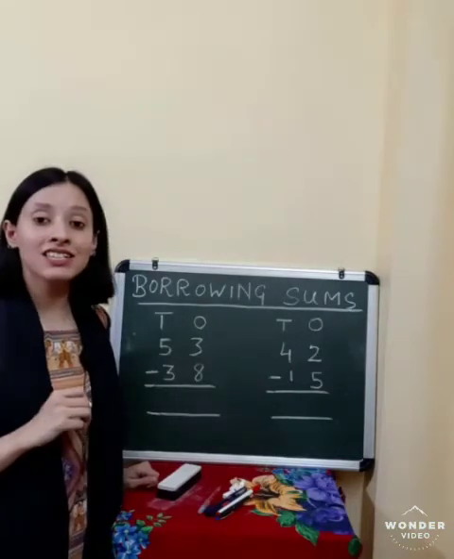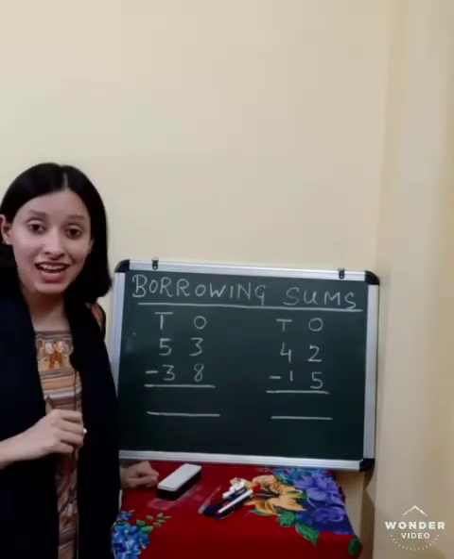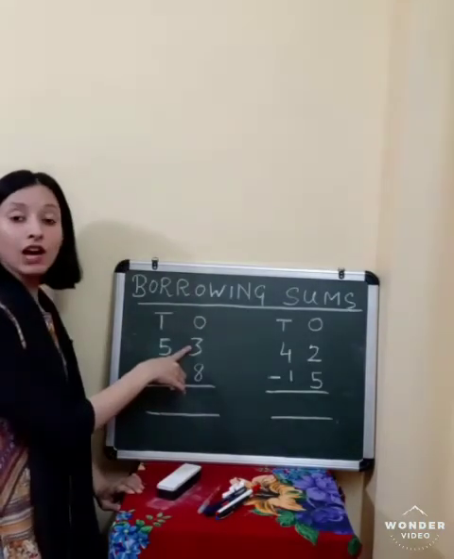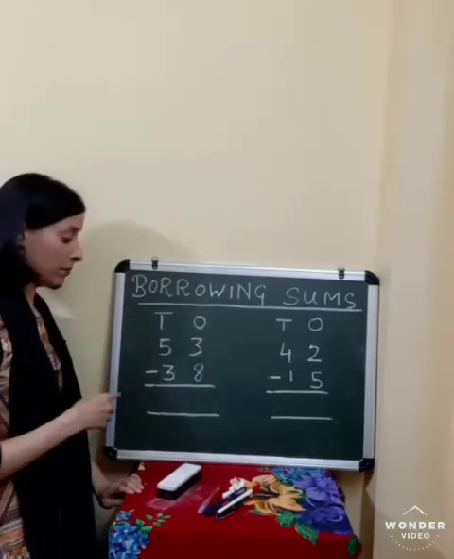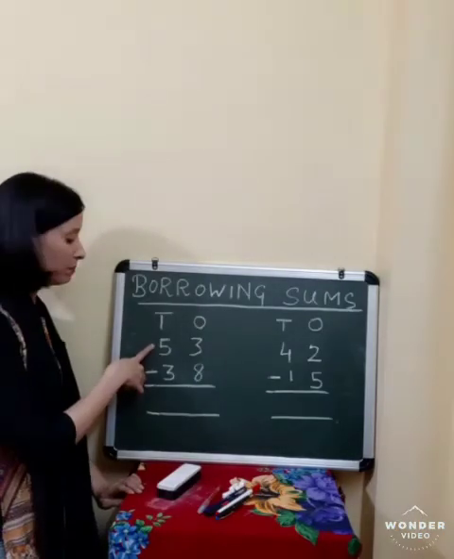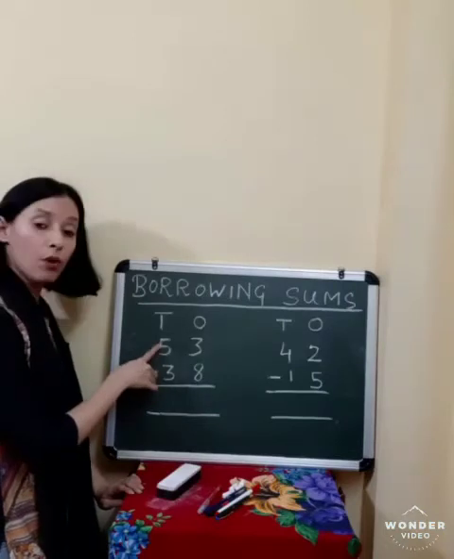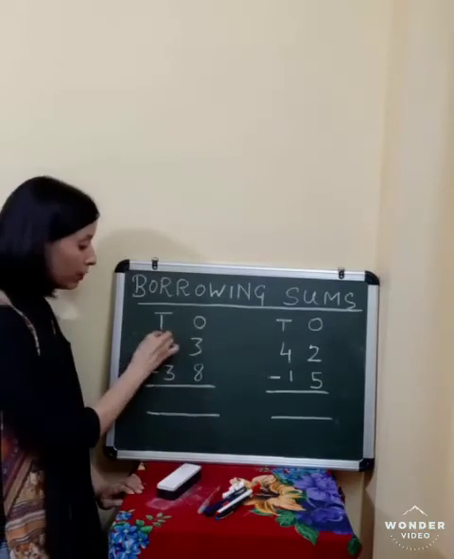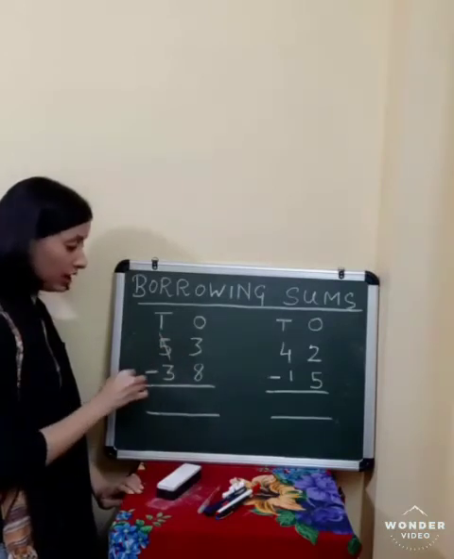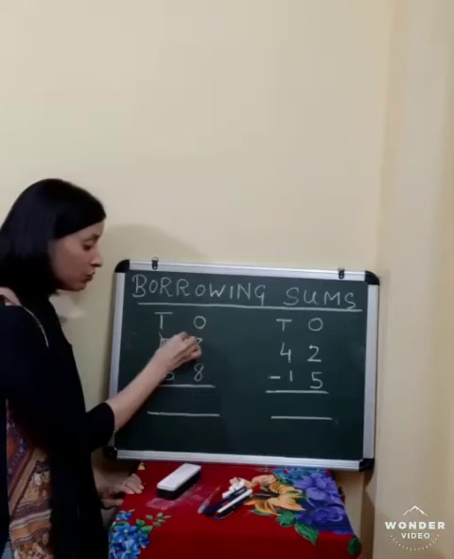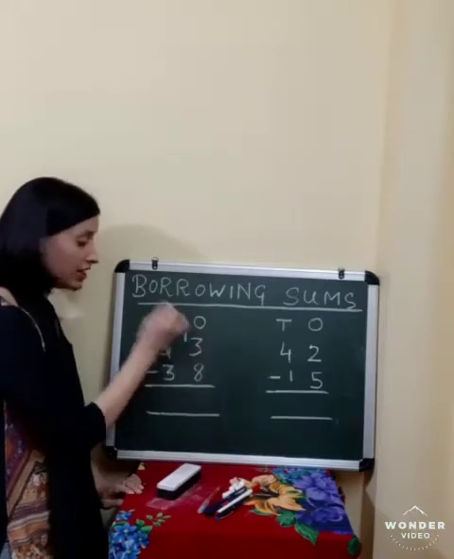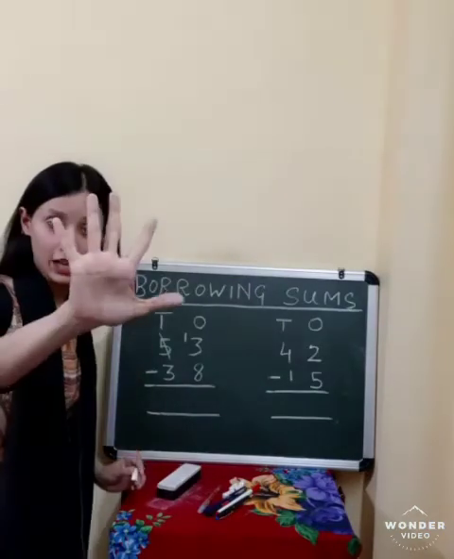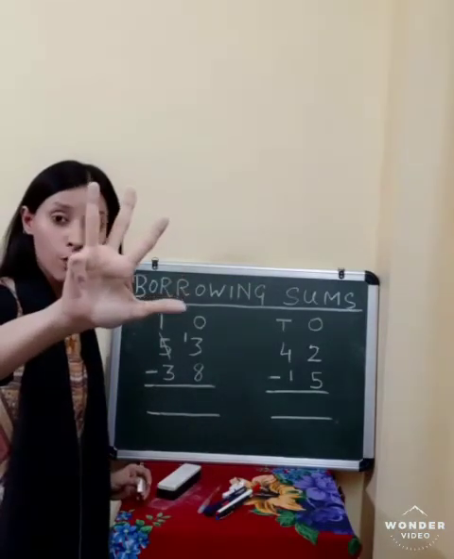Okay, so let's start with it. You have to understand how you are going to do it. This is a smaller number. We have to make this number a bigger number. So let's borrow from the tens place. We are going to borrow 1 from this 5. So we cut out this 5. From this 5 we take out 1 and we write 1 over here.